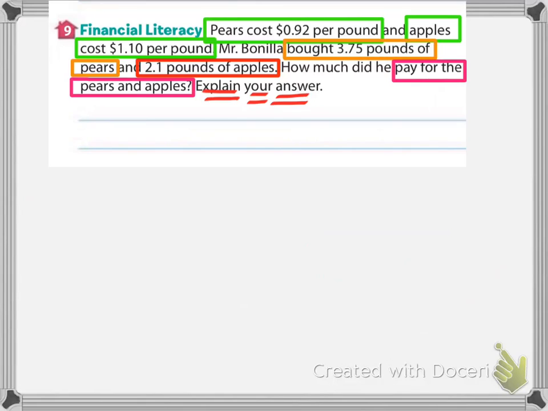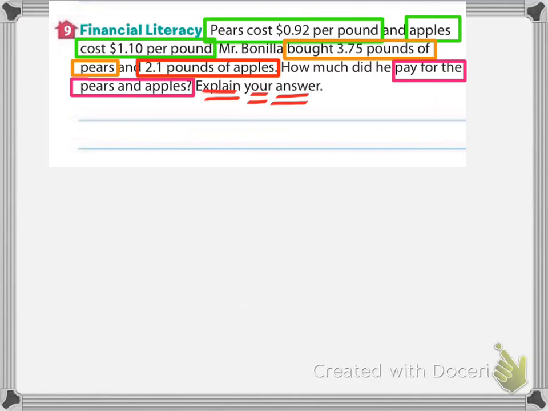Okay, I tried to do some color coding. The pears' price goes with the orange because he bought 3.75 pounds at 92 cents per pound. The apples are coded with red. He bought 2.1 pounds of apples at a cost of $1.10 per pound. We need to find what he paid for the pears and the apples.